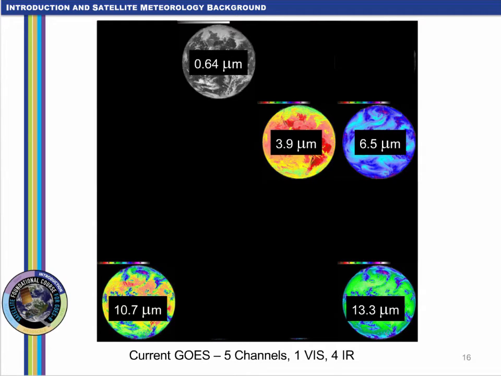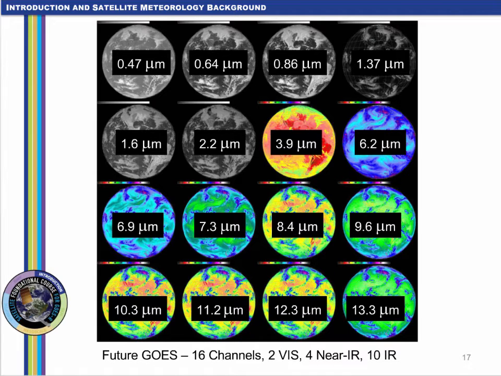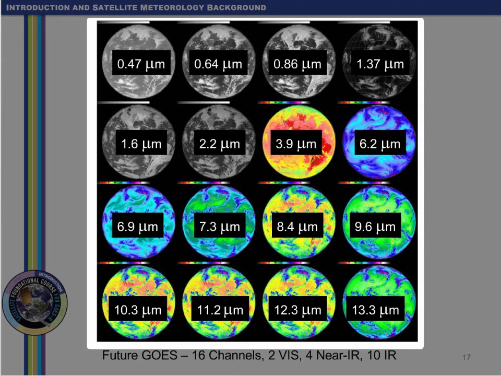Here's a graphical image of current-day GOES channels, all 5 of them: visible, shortwave IR, water vapor, window channel, and carbon dioxide. Compare that to what's coming with the future GOES. In summary, a lot more data is set to flow from GOES-R.